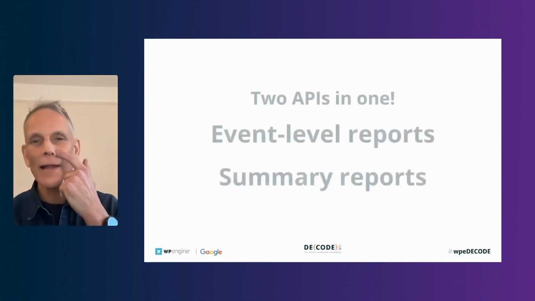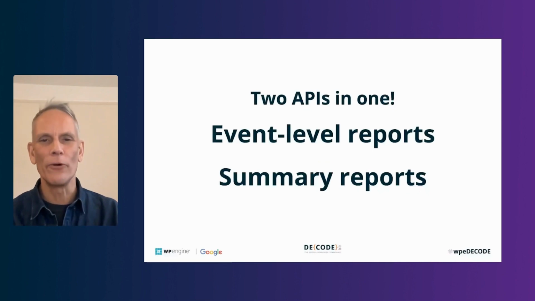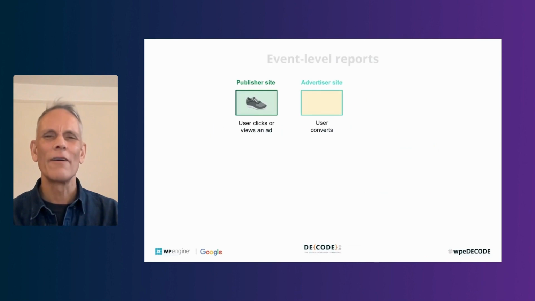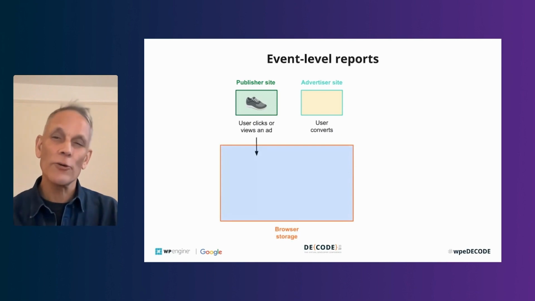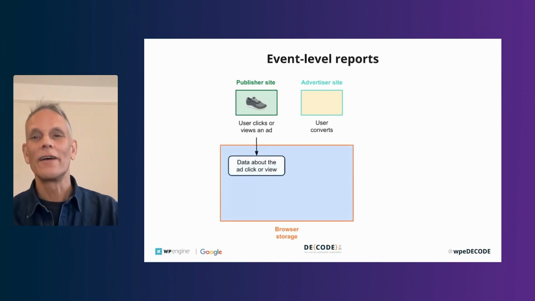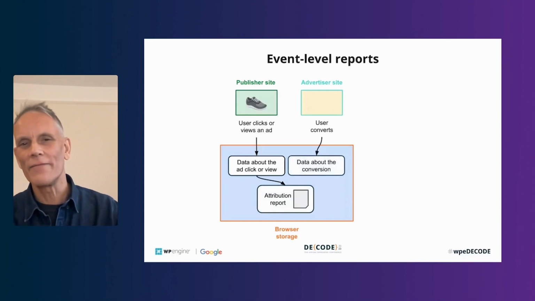The API allows two types of measurement results: event-level reports and summary reports. Let me describe briefly how that works. First, let's take a look at event-level reports. Ad links can be configured with attributes that are specific to the attribution reporting API, and this makes it possible to tally views and clicks with a request on the conversion side.